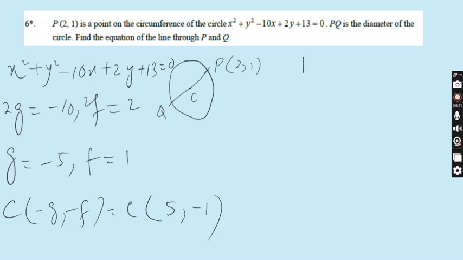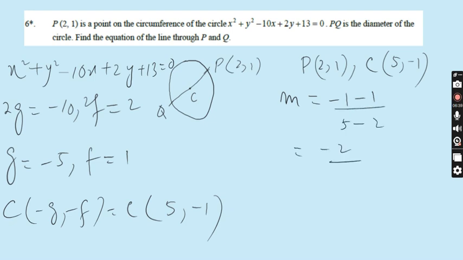Now we have 2 points. One is (2, 1) on this line PQ, and the other point is C. So if we have 2 points, then we can easily find the equation of the straight line QP. Find the gradient first. m equals (y2 minus y1) upon (x2 minus x1), which is minus 2 upon 3, and write the equation of the line y equals mx plus c. m is minus 2 upon 3, so y equals minus 2 upon 3 x plus c.